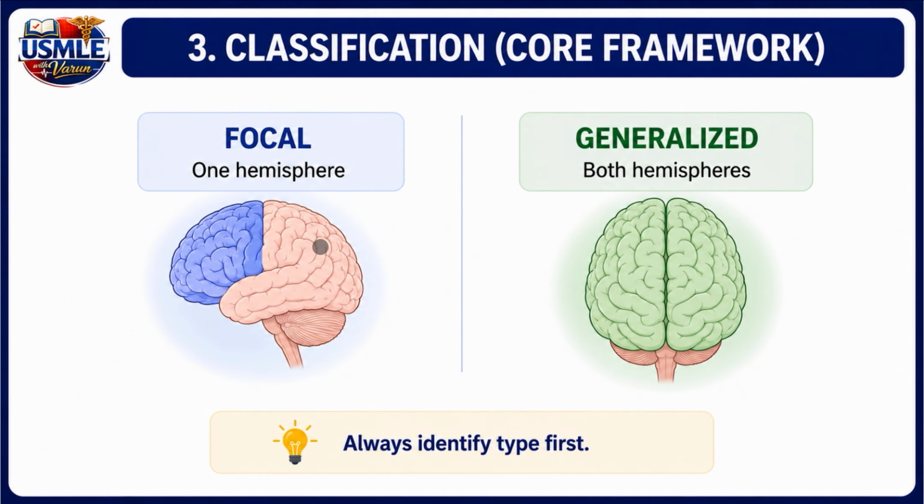Now, coming to the classification of seizures. The first step in approaching any seizure question is to determine whether the seizure is focal or generalized. Focal seizures begin in a localized region of one cerebral hemisphere, whereas generalized seizures involve both cerebral hemispheres simultaneously from the onset. Once you've identified the seizure type, choosing the diagnosis and treatment becomes much easier. Always identify the type of seizure first.